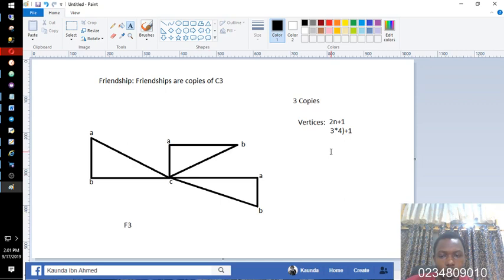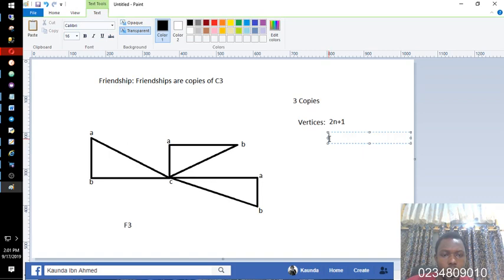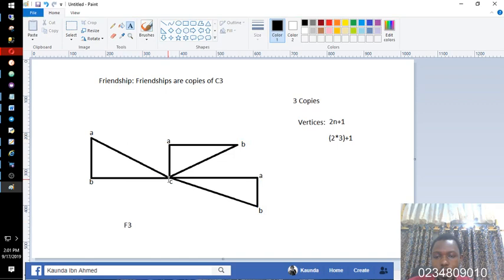No. How come I got this? If it's 3, we have 2 times 3 plus 1. This will be in brackets. That is 6 plus 1, 7. So the vertices are 1, 2, 3, 4, 5, 6, and then the central one, 7. So the formula is correct.